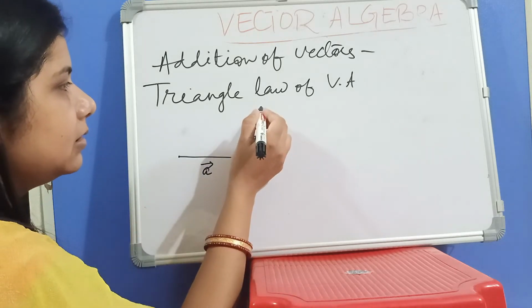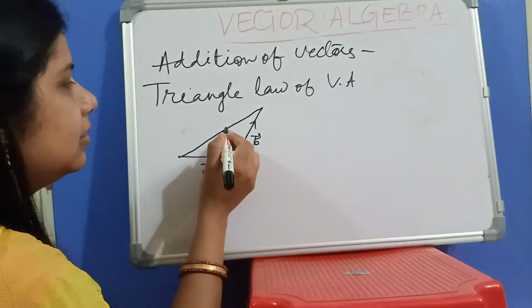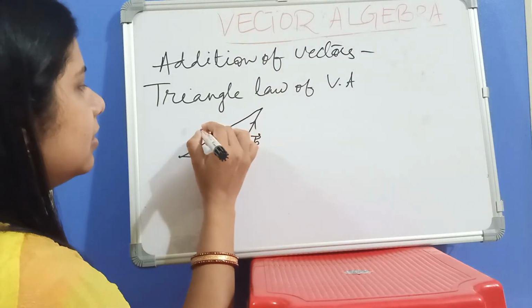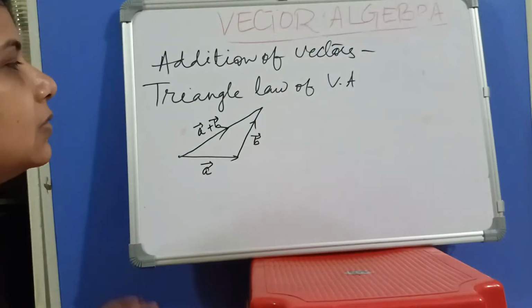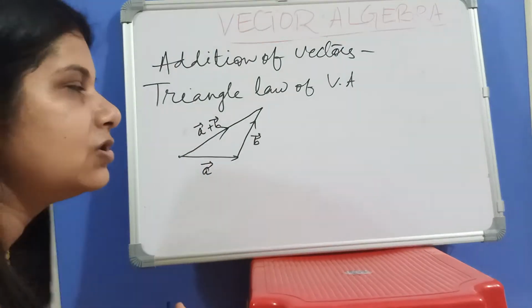So this will be represented by the third side of the triangle, and the direction will be like this. So this vector is A plus B. This is called the triangle law of vector addition. What is the triangle law of vector addition?